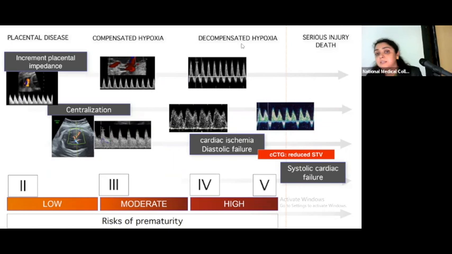Once it further worsens and there is decompensated hypoxia, it can manifest as absent or reversal of end-diastolic flow or increased velocities in ductus venosus. So the ductus is something that is supplying the heart. So here the heart muscles also undergo cardiac ischemia and there is diastolic failure, which is the fourth stage. And if further not attended to, there is a reversal. So that can lead to systolic cardiac failure or severe or serious injury to the baby. So likewise, it has been categorized nowadays into stage 1, 2, 3, 4, and 5.